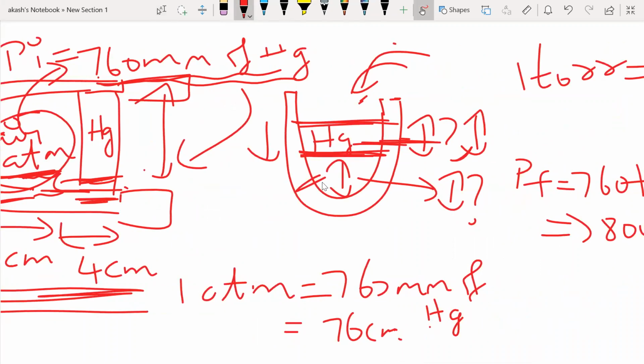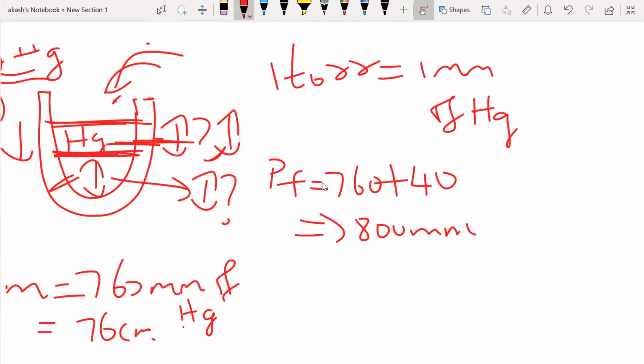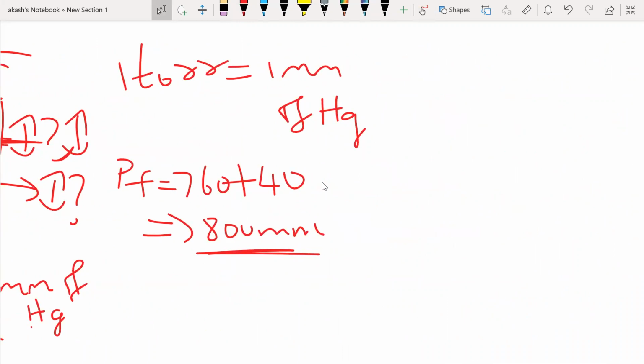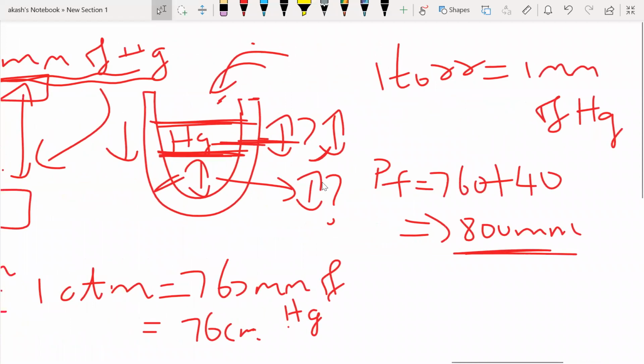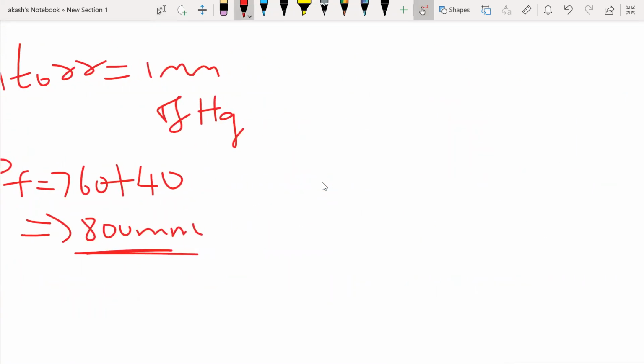Right, and I know what is the length of that. That is going to be 4 centimeter, or I would say it is going to be 40 millimeter. Right, so the final pressure is this much. Now that's it, problem solved. Now I can go for my Boyle's law. Okay, now you can understand. So where the hell is the Boyle's law coming from? How can I find volume? And don't worry, it is going to be like this.